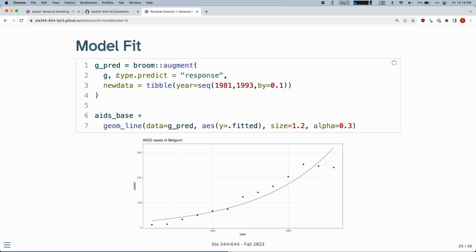Note that when I call the augment function with broom, there's this argument type.predict that becomes important here to tell it which scale I want to look at. In the case of logistic regression, sometimes we want to predict the probabilities and sometimes we want the untransformed version. That's what this distinguishes between: whether it's the x beta eta result, or gone through the inverse link to calculate the result.